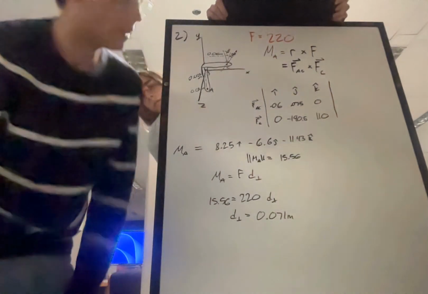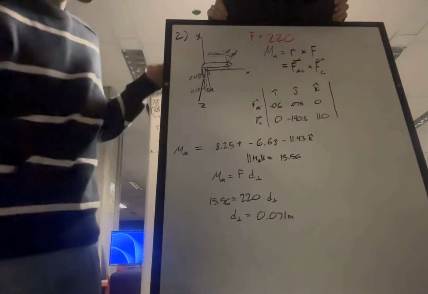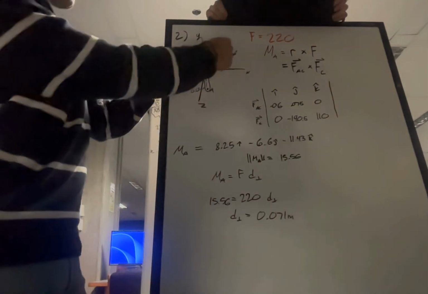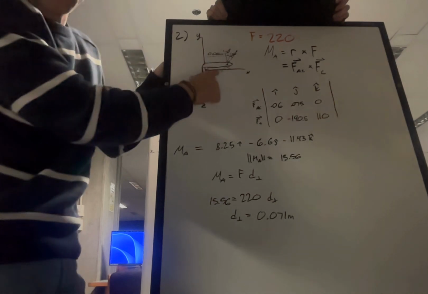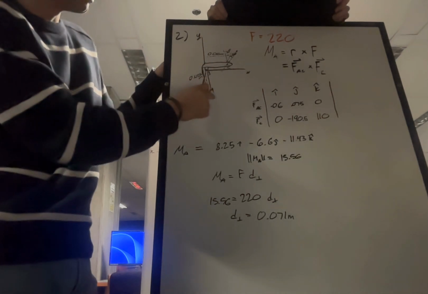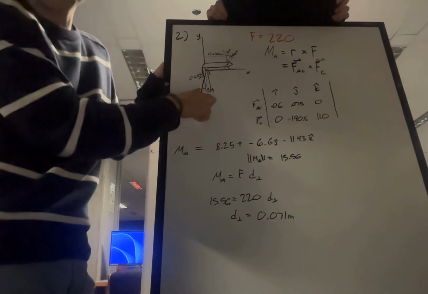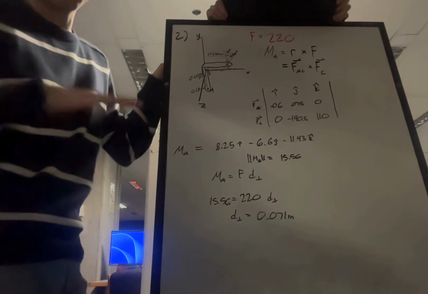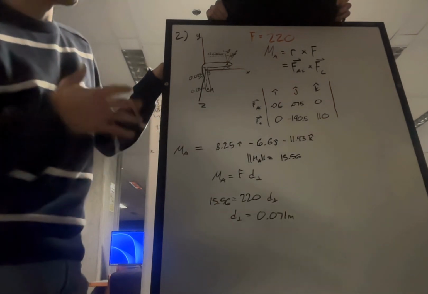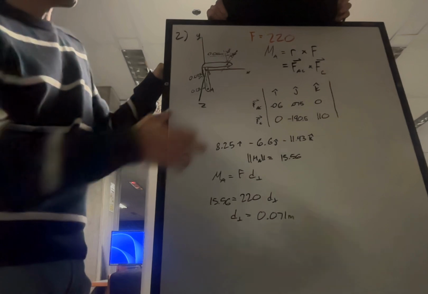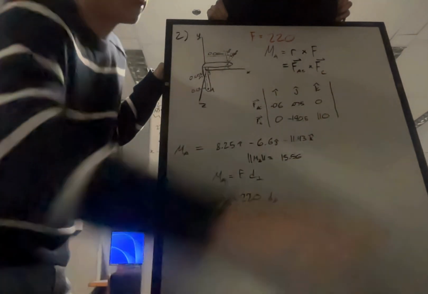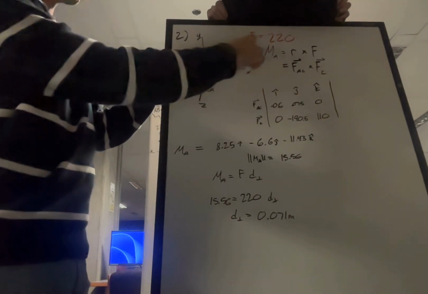Okay, I'm Andrew. This is problem 2 we're going to lead the discussion on. On this problem, we're given a force on point C, and we're trying to find the perpendicular distance from point A. This problem's a little bit different because you're not actually calculating for the moment, so I think that kind of throws you off at the beginning. But you still do need to calculate the moment in order to get this perpendicular distance.